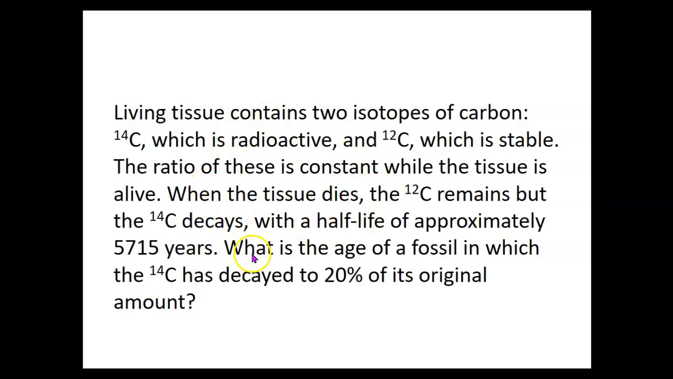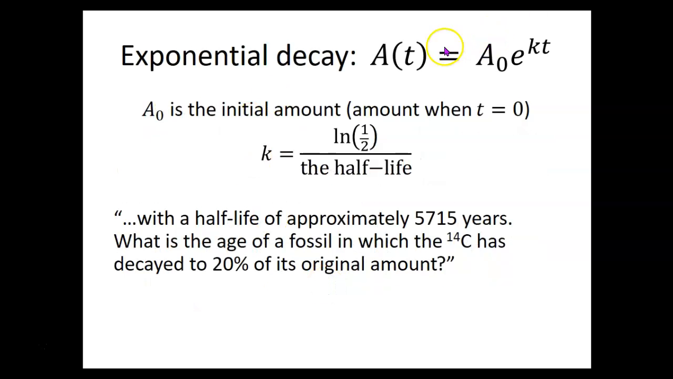So to solve this particular problem, it's asking what is the age of a fossil in which the carbon-14 has decayed to 20% of its original amount. So we're talking about exponential decay, which means that the formula for the amount of, in this case, carbon-14 remaining after t number of years looks like this. It's equal to the original amount, the initial amount that we started with at time t equals 0, which in this case would be when the fossil was a living creature. It's equal to a sub 0 times e to the kt. So the k is the natural log of 1/2 divided by the half-life. And for carbon-14, that's about 5,715 years.